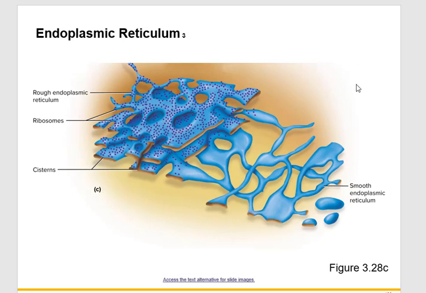People who live out on farms are familiar with the term cistern. It's a holding tank for water. So they looked at the endoplasmic reticulum and they said, oh, look, those look like cisterns. So you'll find more cisterns in the smooth than you do in the rough.